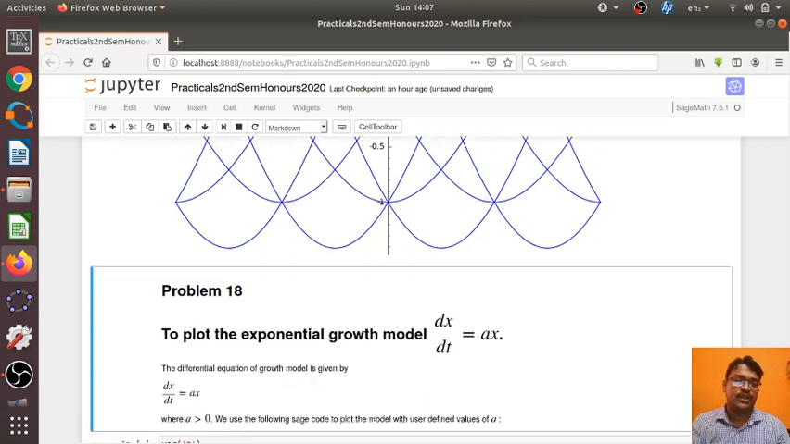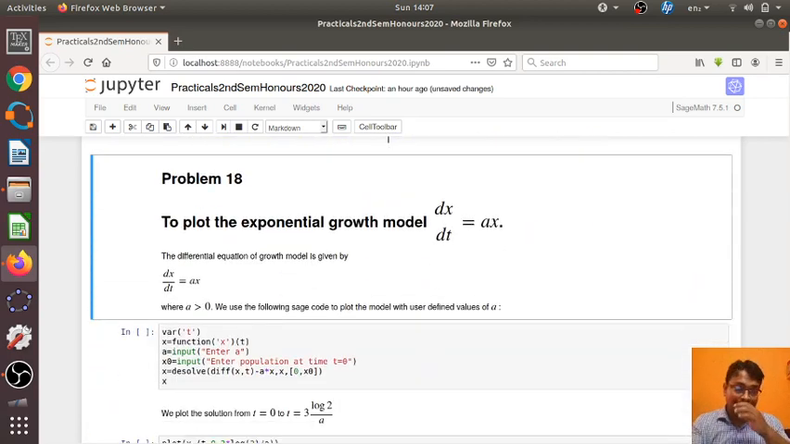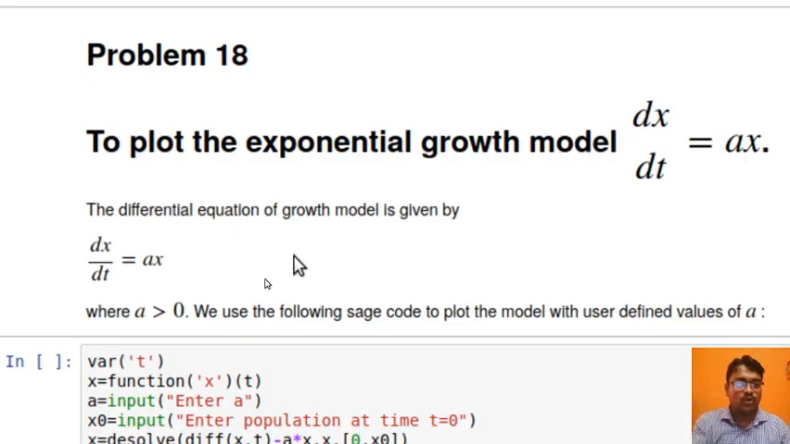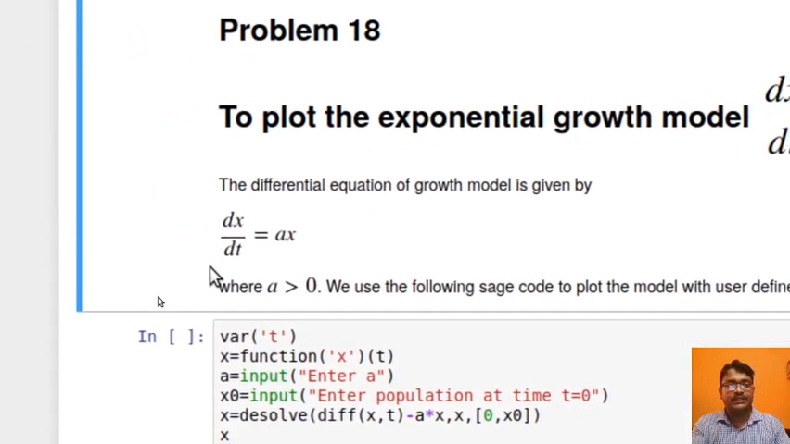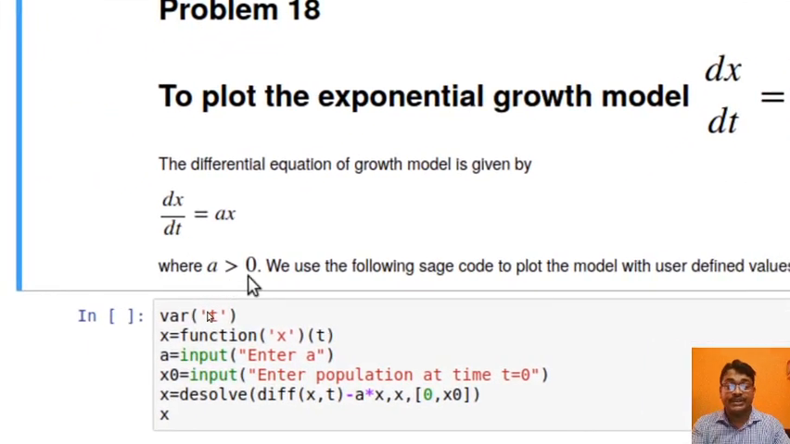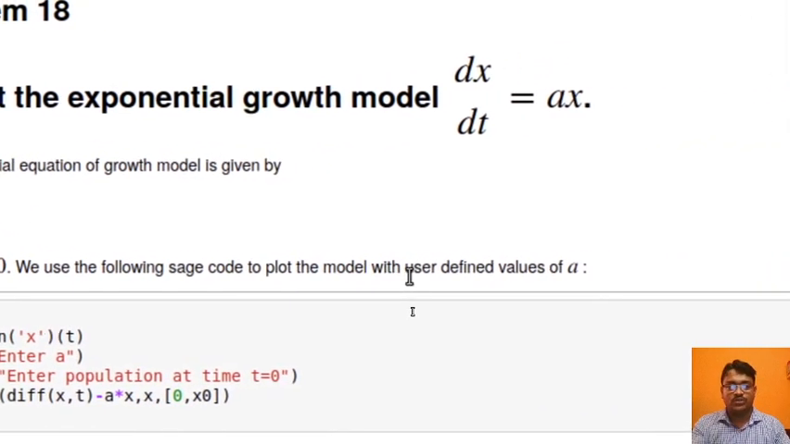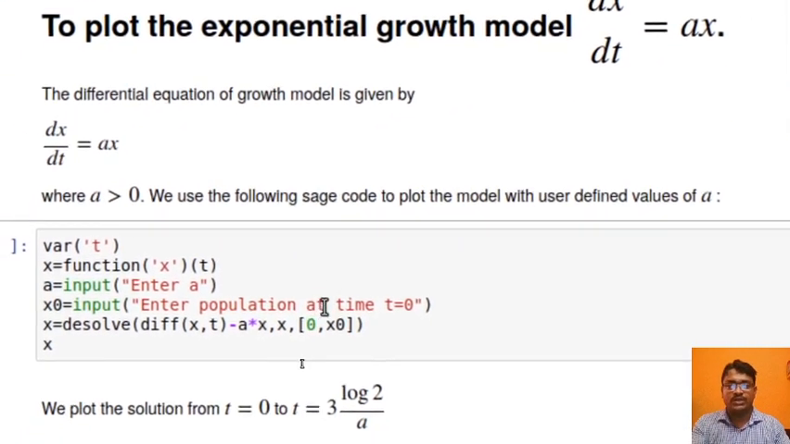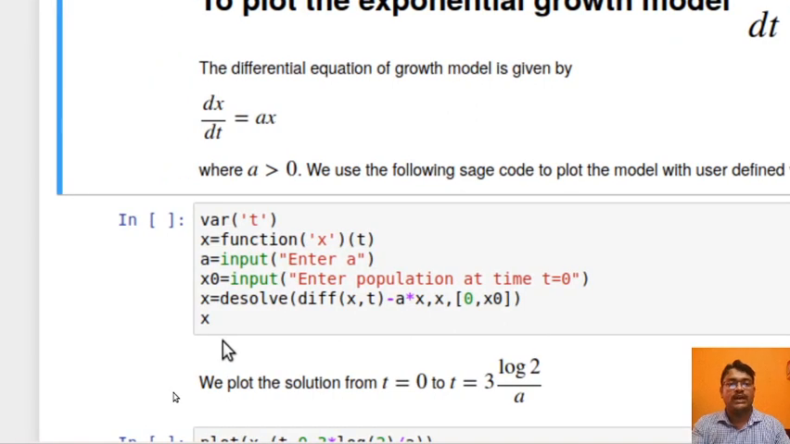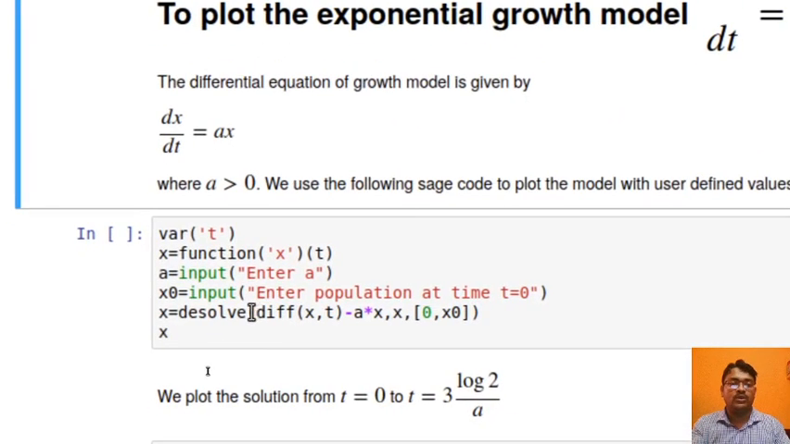Now another problem that I'll do is to plot the exponential growth model dx/dt equal to ax. The differential equation of the growth model is given by dx/dt equal to ax, where a is greater than 0. For the growth model a is greater than 0, for the decay model a is less than 0. So we use the following Sage code to plot the model with user defined values of a. We will ask the user to input the value of a.